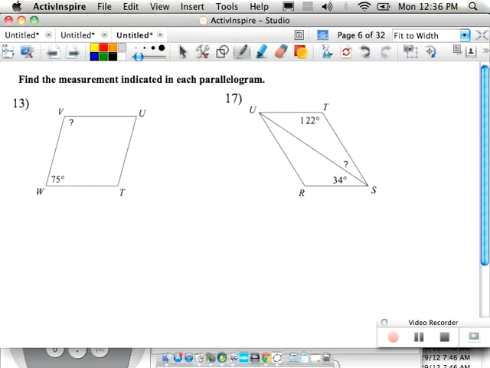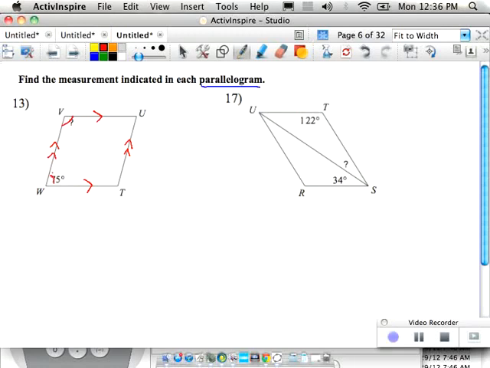Find the measurement indicated in each parallelogram. Okay, these are parallelograms, so they're telling us that they're parallelograms. If we know that they're parallelograms, we know something about these lines. For example, these two, top and bottom, are parallel. Similarly, these two here and here, UT and VW, are going to be parallel as well.